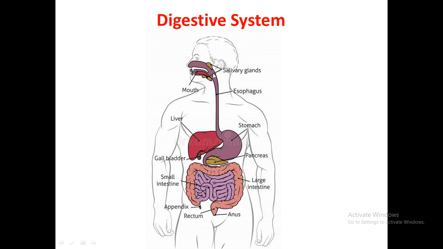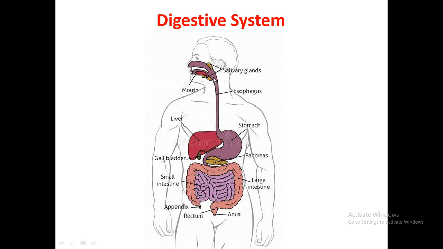Here you can see other things, known as salivary glands, which are present inside the mouth, in three locations. The main function of these salivary glands is to secrete saliva in the mouth. These are the different parts or organs present in the digestive system.